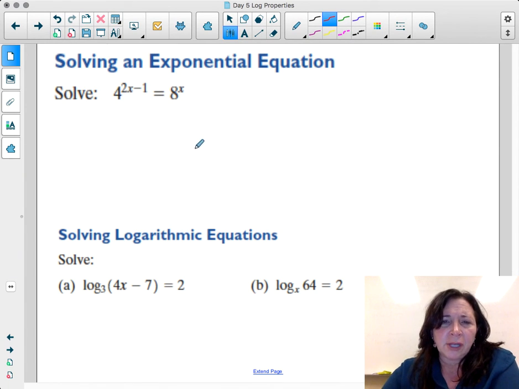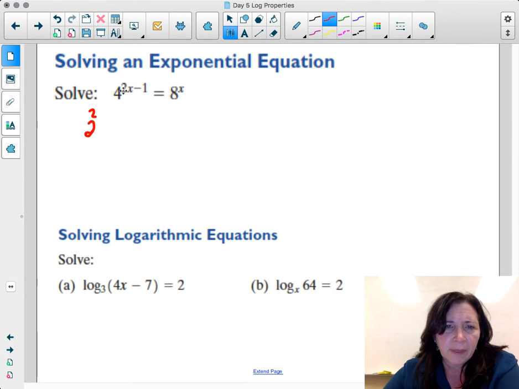Solving exponential equations. Now, this is just the beginning of solving equations, but let's just start. Obviously, I'm not going to get the same bases with 4s. So let's change this to a base 2. See this 4? I'm going to change that to be 2 squared. And don't forget the 2x minus 1 already up there.